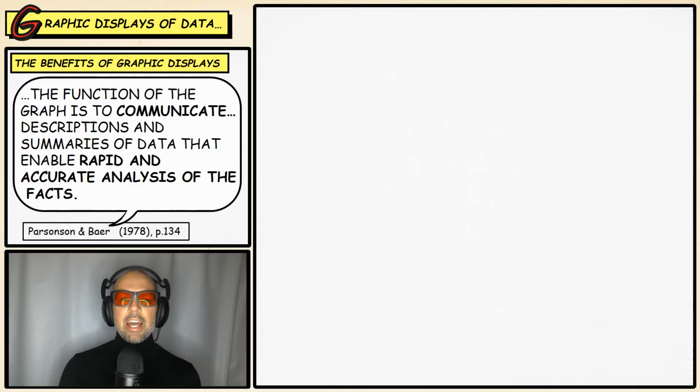So we're going to be looking at graphical displays of data today, specifically graphical displays of measured behavioral data. And Parsonson and Baer mentioned that the function of the graph is to communicate. That is, descriptions and summaries of data that enable rapid and accurate analysis of the facts.